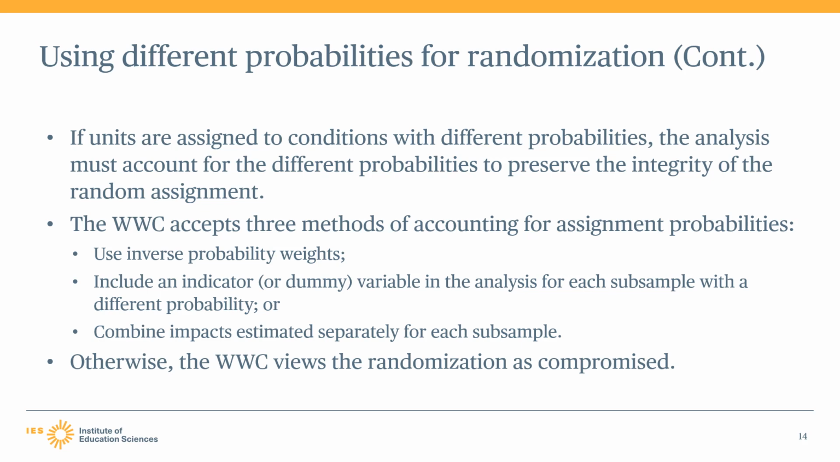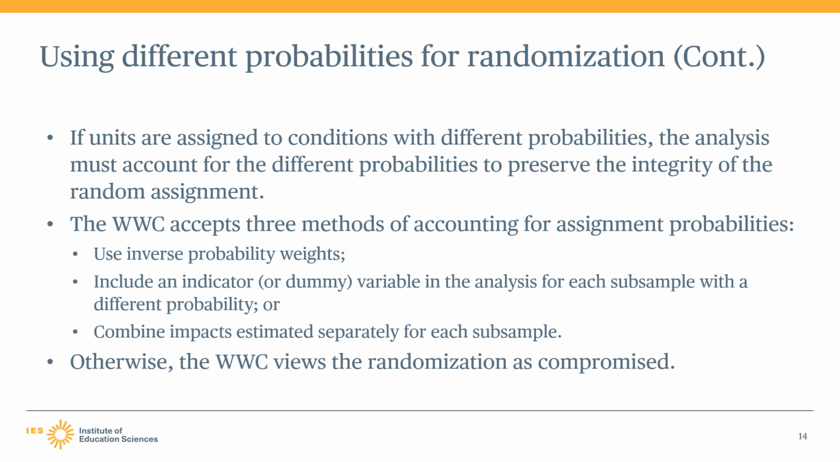The WWC requires the analysis to account for the different assignment probabilities because the intervention and comparison groups can end up looking very different from each other if the study uses different probabilities to assign units to the groups. For example, in the scenario on the previous slide, only 42% of the intervention group schools were making AYP, but in the comparison group, 63% of the schools were making AYP. These groups are not similar, but accounting for the difference in the analysis can address this issue.